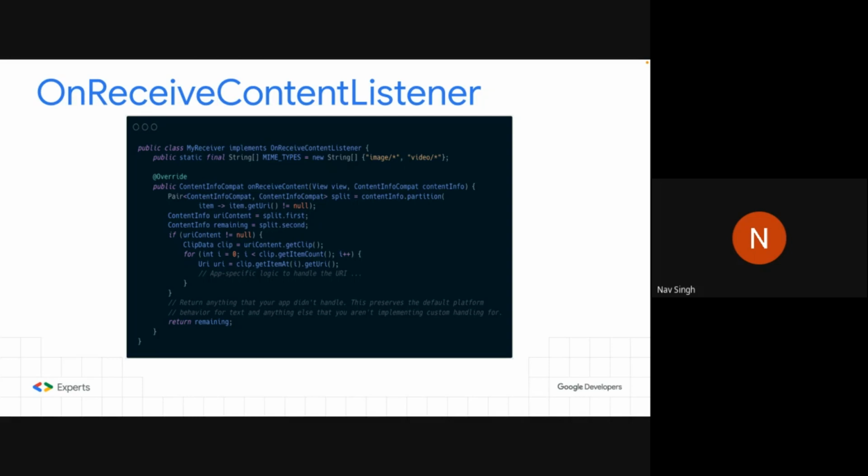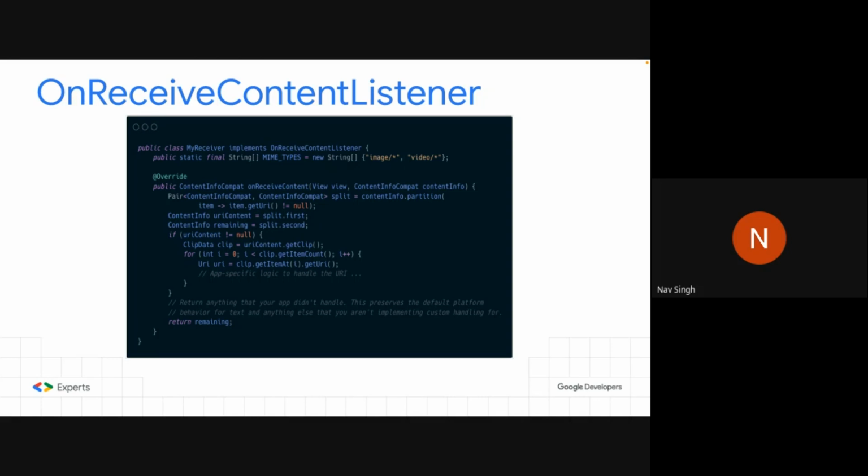But if the user tries to insert some other content, for example videos or images, it will have a valid URI. So I will get the URIs, and for each item it provides me the clip data, and from there we can access the URIs and do whatever we want with the content. For example, if I have an image, I can use libraries like Glide or Picasso or Coil to load the image from the received URIs.